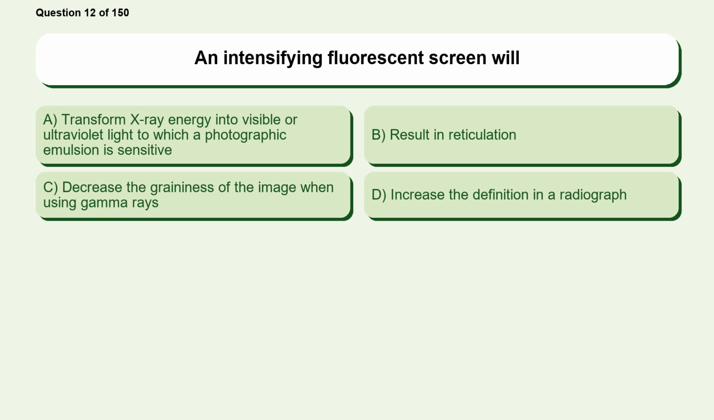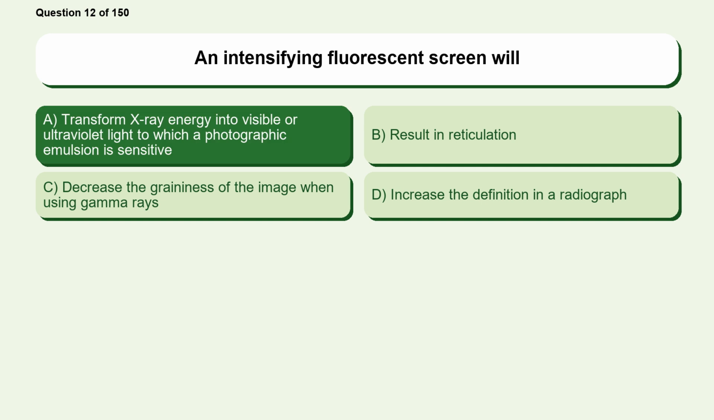Question 12. An intensifying fluorescent screen will Option A, transform X-ray energy into visible or ultraviolet light to which a photographic emulsion is sensitive. Option B, result in reticulation. Option C, decrease the graininess of the image when using gamma rays. Option D, increase the definition in a radiograph. The correct answer is option A, transform X-ray energy into visible or ultraviolet light to which a photographic emulsion is sensitive.